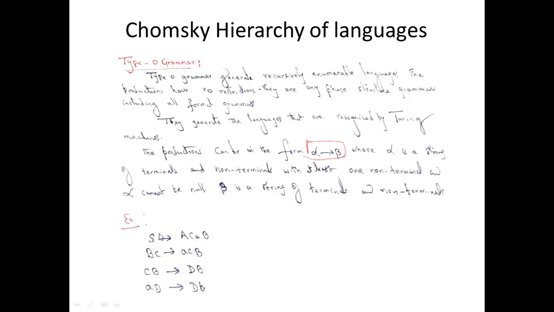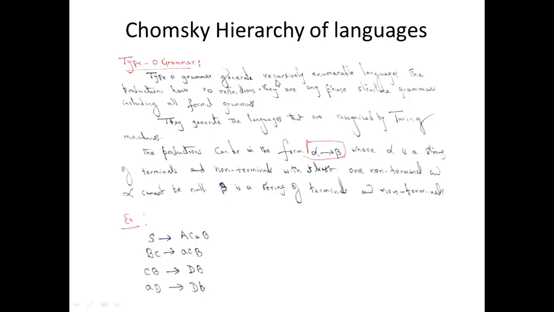Implies means on the left side we should have at least one non-terminal symbol, and on the right side any combination. So alpha is a string of terminals and non-terminals with at least one non-terminal symbol. On the right side you can take any number of terminals and non-terminals. See here S, B, C, C, B, A, D, A, B, C, A, B, C, D, E, D, any combination you can take. On the right side also you can take any combination. But please remember, on the left side at least one non-terminal should be present. Otherwise there is no meaning in the grammar syntax.